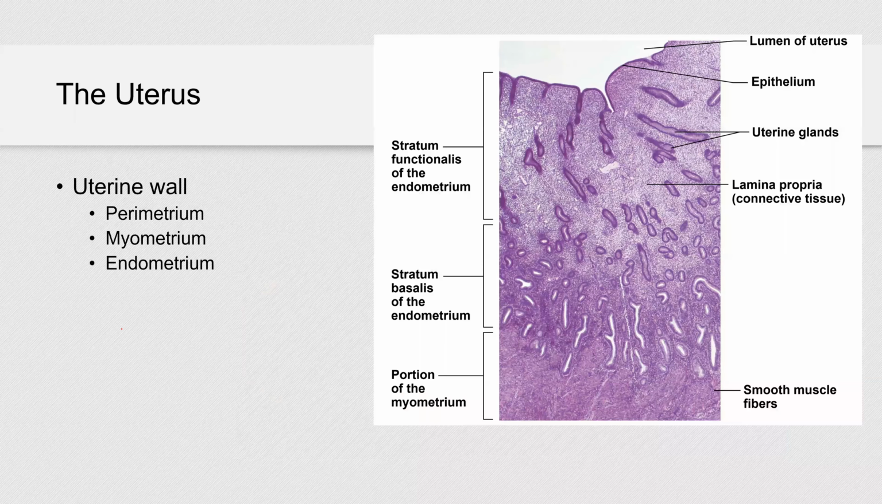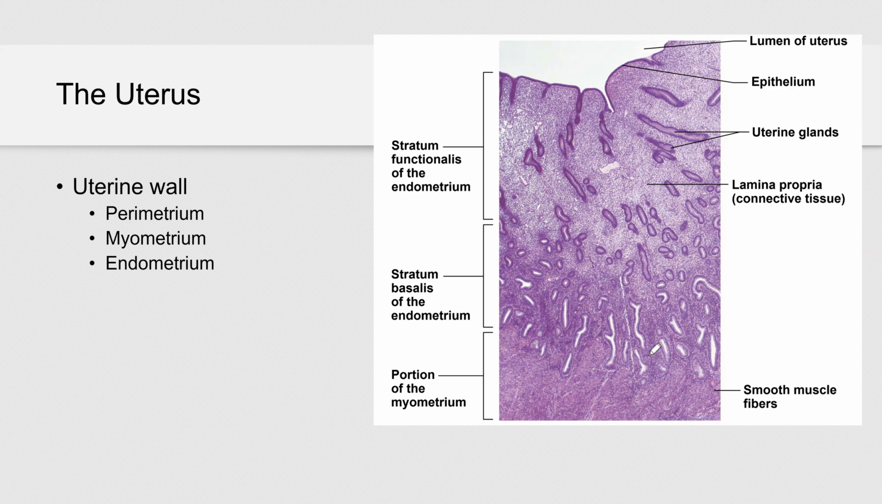Now, if you look at the structure of the uterine wall, it's made of 3 layers. Perimetrium is not shown on this diagram, but it's the most superficial layer. Then we have myometrium. Myo means muscle, so this part over here is myometrium, made of smooth muscle fibers.